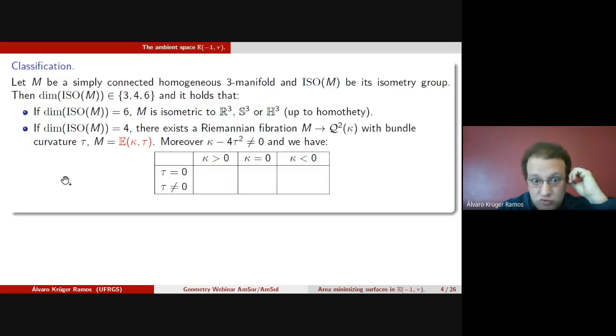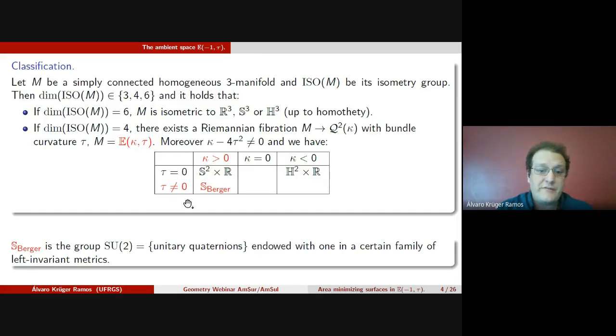Cool. But if you have this E kappa tau space, you have 5 spaces to fill the boxes, because tau equals 0 and kappa equals 0 cannot happen together, since this number is always different from 0. And I will present the 5 possibilities. First, if tau equals 0, then you don't have bundle curvature. Then you have a product, actually. You have just S2 cross R and H2 cross R.